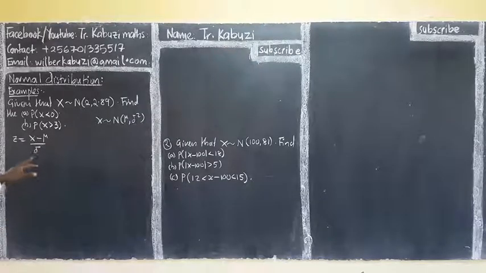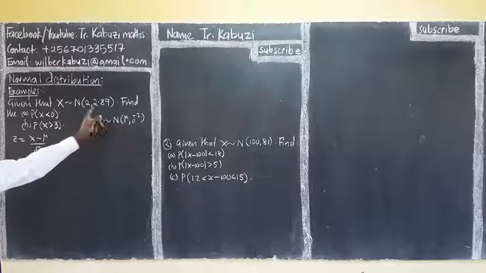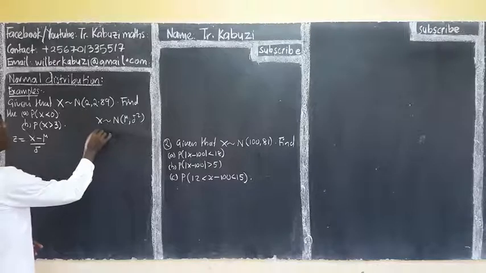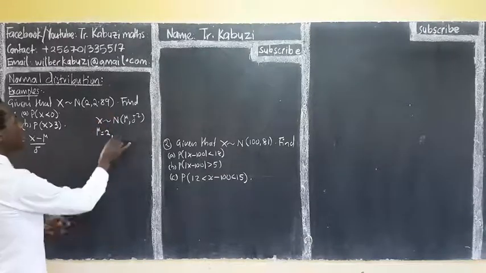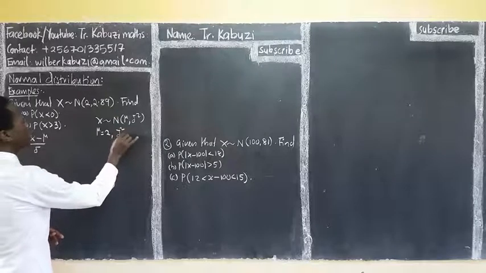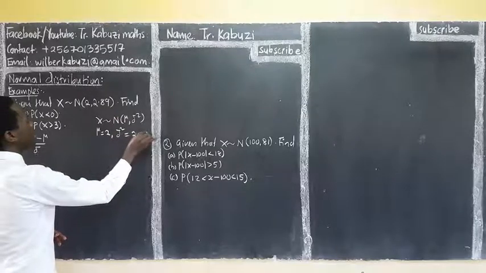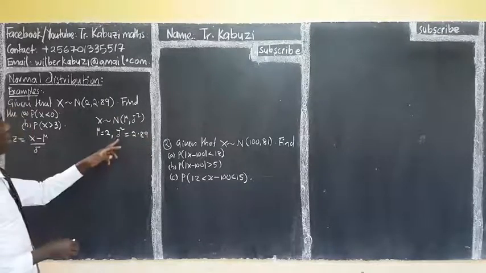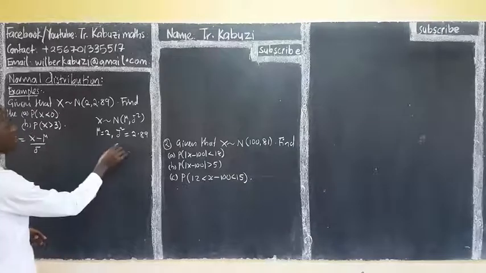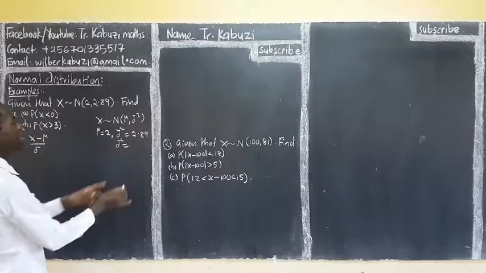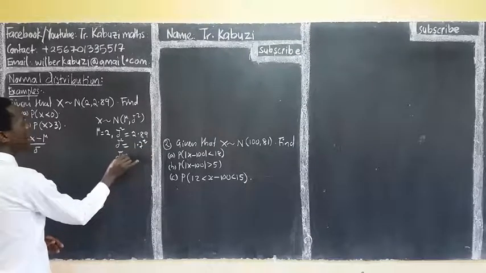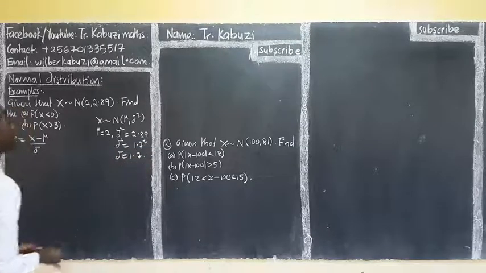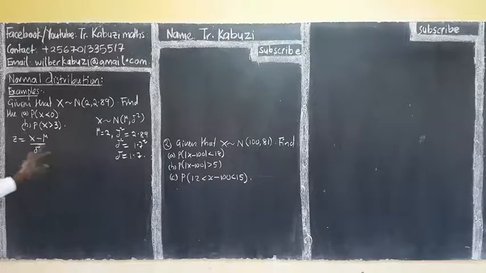So now, from here we can compare: our mu is 2, then the variance equals 2.89. And now you need this sigma here. Sigma squared is the same as 1.7 squared, so your sigma is going to be 1.7. After getting that, now you need to get the z so that you can read it from the table.